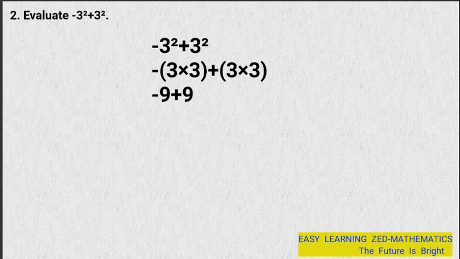Okay, once I've done that, the next thing is to find the value of negative 9 plus 9. Now as you can see, when we ask which one is bigger between 9 and 9, we find that they are the same, which means they cancel each other out. So negative 9 plus 9 will give us 0. Okay, so when we evaluate negative 3 raised to the power of 2 plus 3 raised to the power of 2, the answer is 0. That was the answer which examiners were expecting from students. Okay, let's go to question number 3.